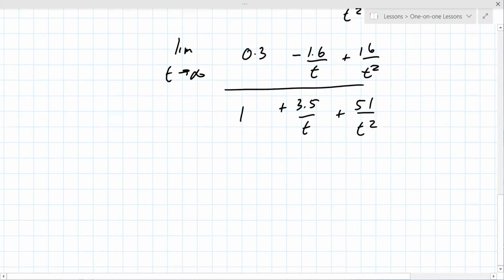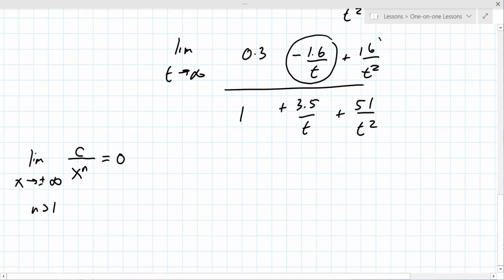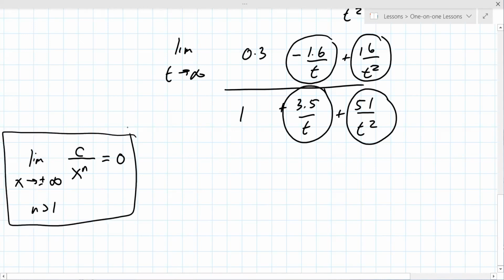Okay. And then that thing I just wrote, which is off to the side here, the limit, and I wrote it with x, limit as x goes to plus or minus infinity of a constant or a number over x to the n, where n is greater than 1, this always goes to 0. So how is that useful here? Well, the ones I'm going to circle all go to 0. They all take on this form here.